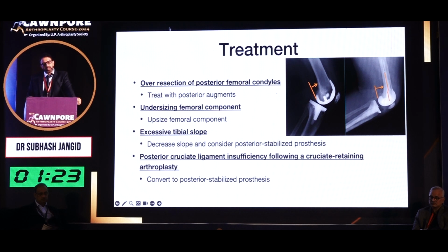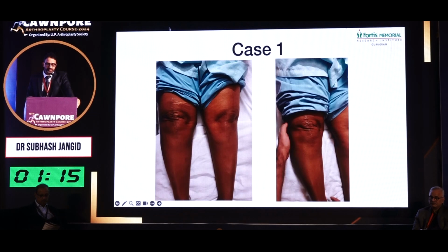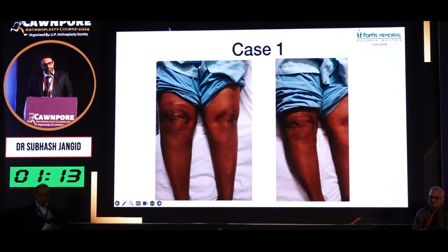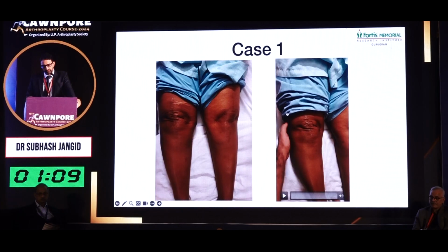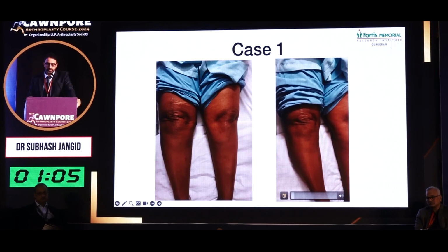And if there is an excessive slope, as we discussed yesterday during the dinner, then you have to reduce the slope and put a posterior stabilized component. Now, just a few cases. As you can see here, that's the old knee which was done before, and now if you see the movement.